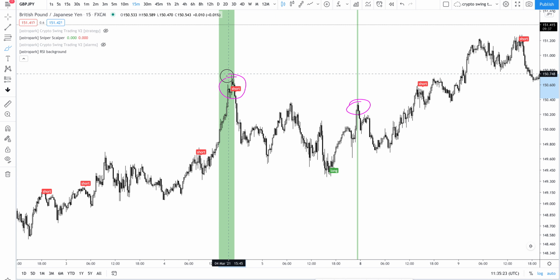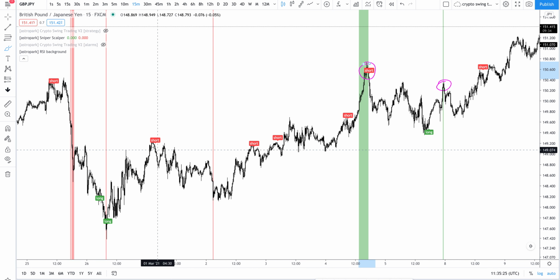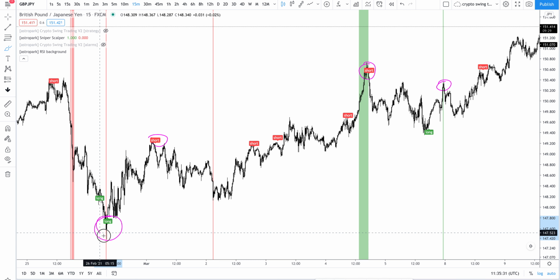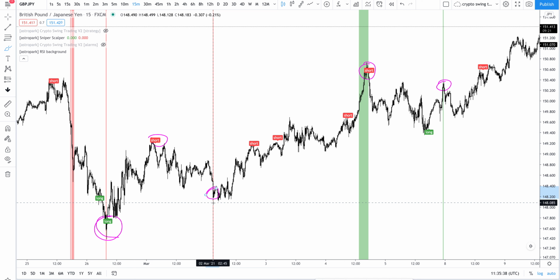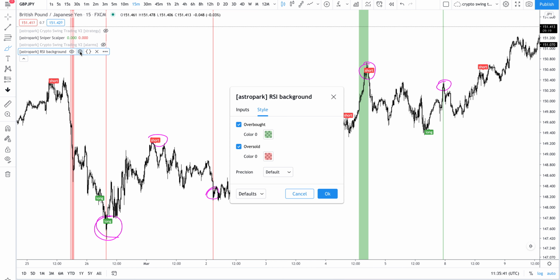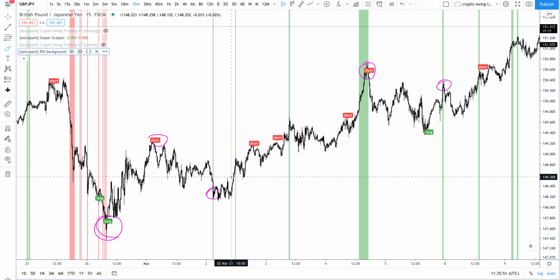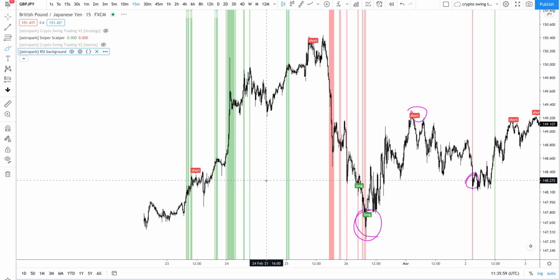Same here. So if you shorted here, also here a nice confluence along with the oversold. You close the short here, oversold. Of course, you can change them back to default settings, and that's it. I mean, this can help a lot.